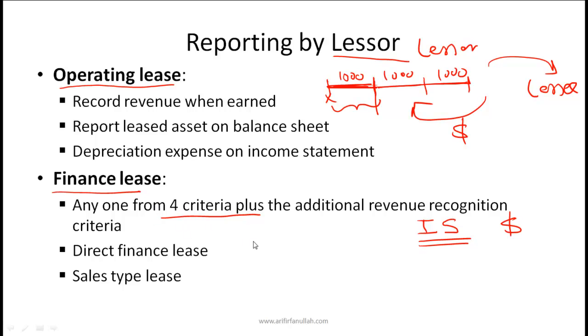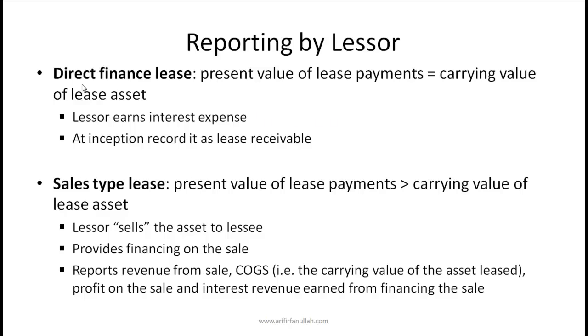Within finance leases, US GAAP allows you to distinguish between what's called direct finance leases and sales type leases. Under IFRS, there is no distinction. But let's understand these two terms in a little more detail. The difference between a direct finance lease and a sales type lease is as follows. With a direct finance lease, the present value of the lease payments is equal to the carrying value of the leased asset. In a finance lease, as you've already seen earlier, the asset comes off the books of the lessor and is placed on the books of the lessee.